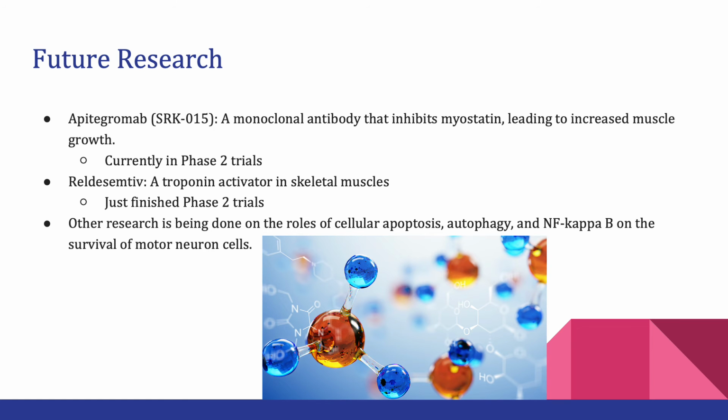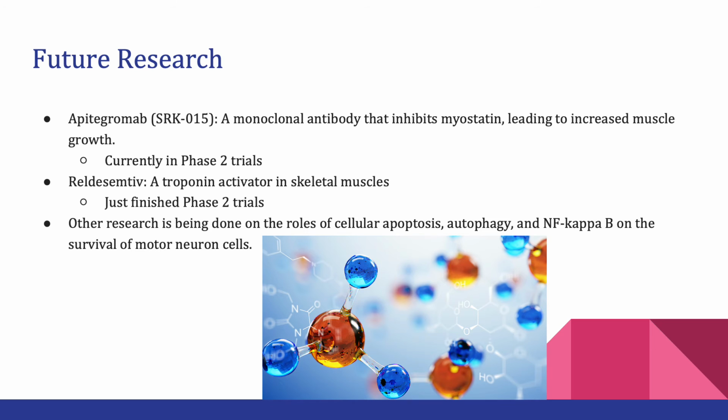So in regards to future research, while the number of drug treatments for SMA has increased dramatically over the last 6 years, there are still multiple pharmacologic therapies currently being researched for other potential options in the treatment of SMA. Apitegromab, for example, is a monoclonal antibody currently being studied as a possible treatment for SMA, where the protein myostatin is the target. And it's inhibited by this antibody, which hypothetically leads to increased muscle mass and a reversal of the muscle atrophying process.